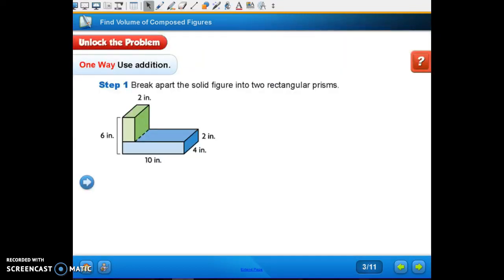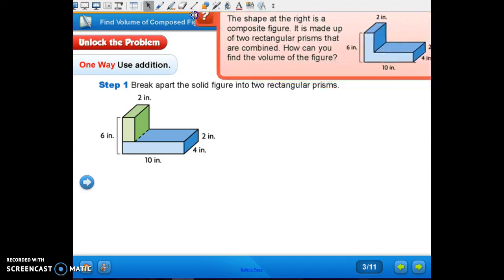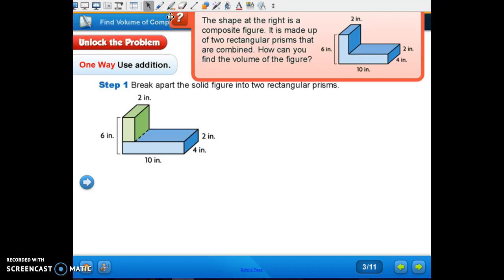And as you see here, you can see that this shape that they're showing at the top of your paper, the shape at the right, is a composite figure. It is made up of two rectangular prisms that are combined. How can you find the volume of the figure? Does anybody have any ideas?